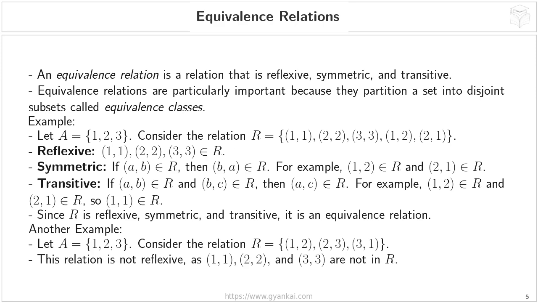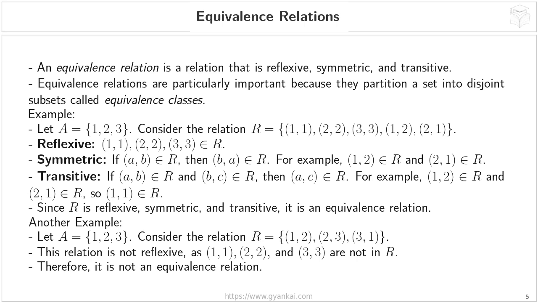Let's quickly check for reflexivity. We need (1, 1), (2, 2), and (3, 3) to be in R, but none of them are, therefore this relation is not reflexive. And because it's not reflexive, it automatically means it's not an equivalence relation. We don't even need to check for symmetry or transitivity. Remember, an equivalence relation needs all three properties to be true.